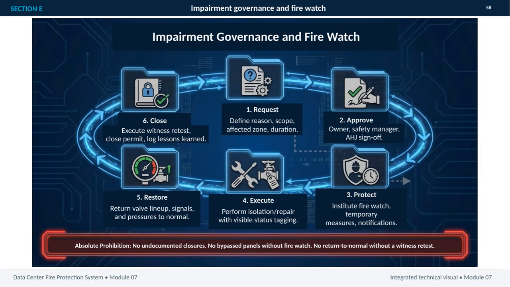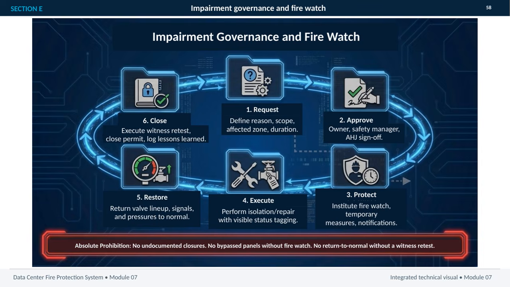Before work begins, the team establishes a fire watch, puts temporary measures in place, and issues the necessary notifications. The impairment can then be executed through isolation or repair, with visible status tagging so everyone understands the current condition. Restoration means returning valve lineups, signals, and pressures to normal. Finally, the team performs a witness retest, closes the permit, and records lessons learned.